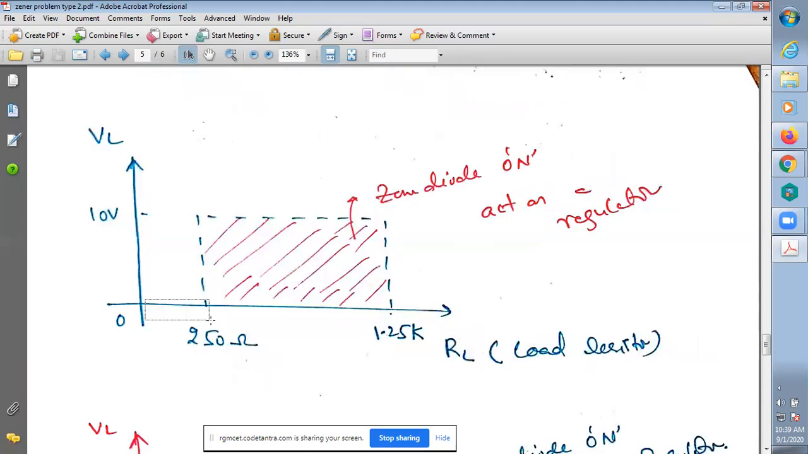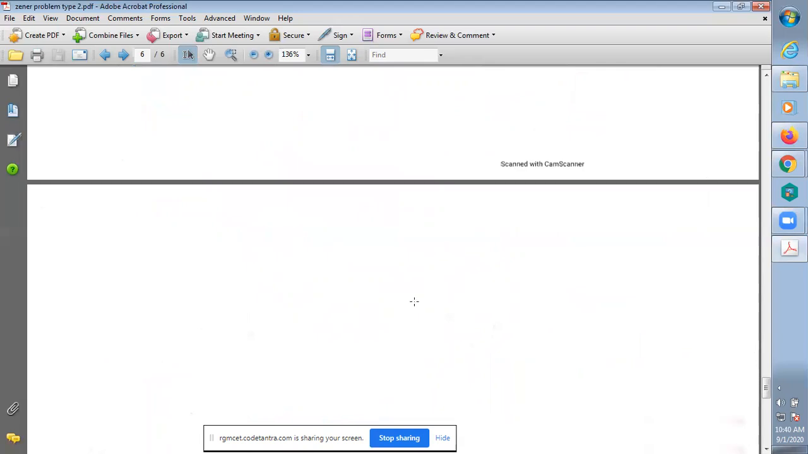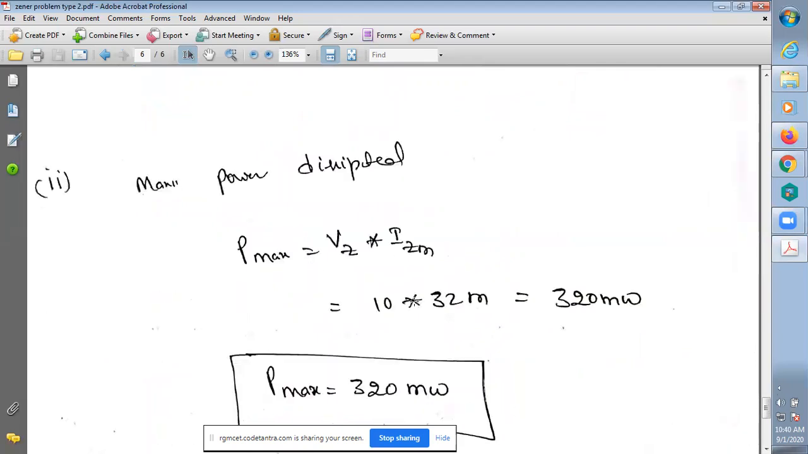Remember here, out of this range the Zener diode does not act as a voltage regulator. Remember this one: it will act as a voltage regulator only from 250 ohms to 1.25 kilo ohms. Similarly, the load current variation is only from 8 milliamperes to 40 milliamperes. Right. Now the last one is to calculate the power.